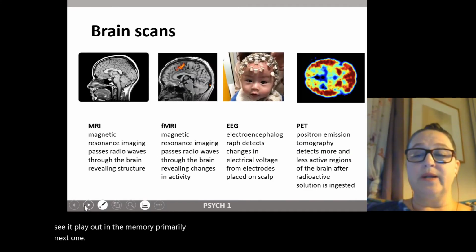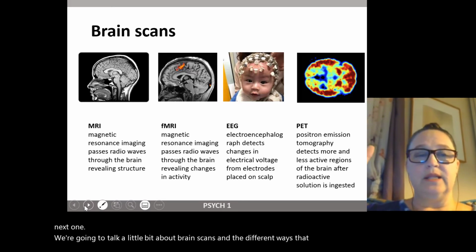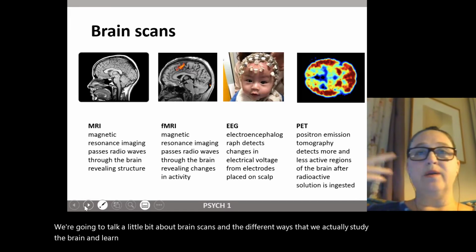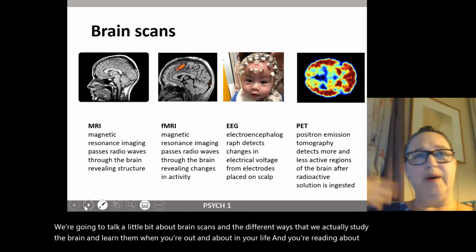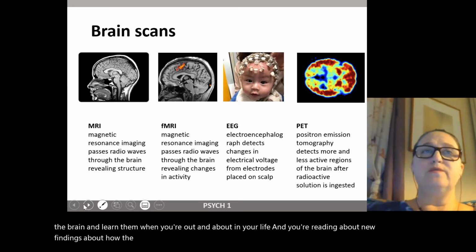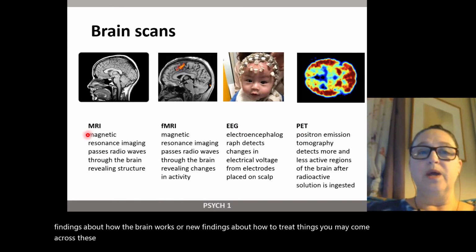We're going to talk a little bit about brain scans and the different ways that we actually study the brain and learn about it. When you're out and about in your life and you're reading about new findings about how the brain works or new findings about how to treat things, you may come across these different types of procedures that people use to study the brain.